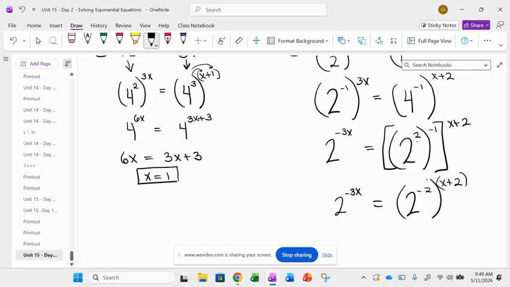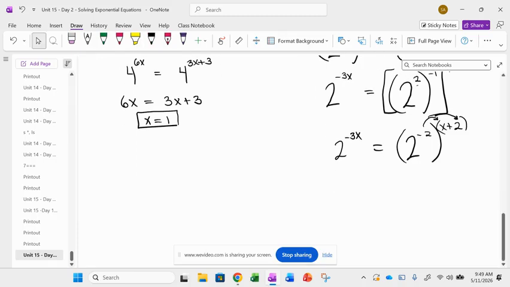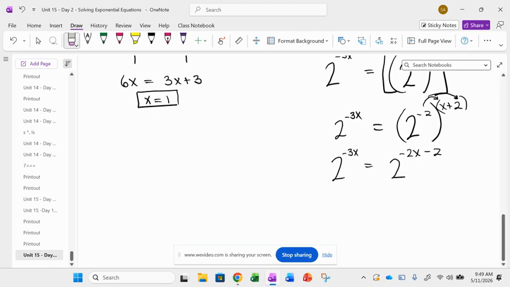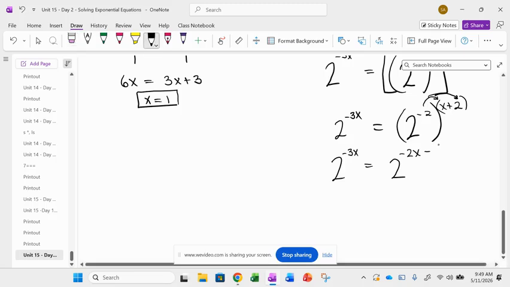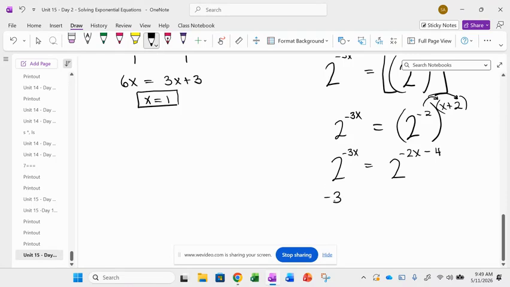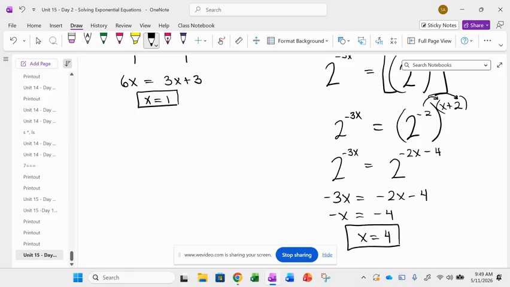I'm going to have to distribute that negative 2 in. So I'm going to have 2 to the negative 3x is equal to 2 raised to the negative 2x minus 4 power. Oh, not minus 2, minus 4. Now that my bases are the same, I can set my exponents equal. Negative 3x equals negative 2x minus 4. We're going to have negative x equals negative 4, so x will equal positive 4.